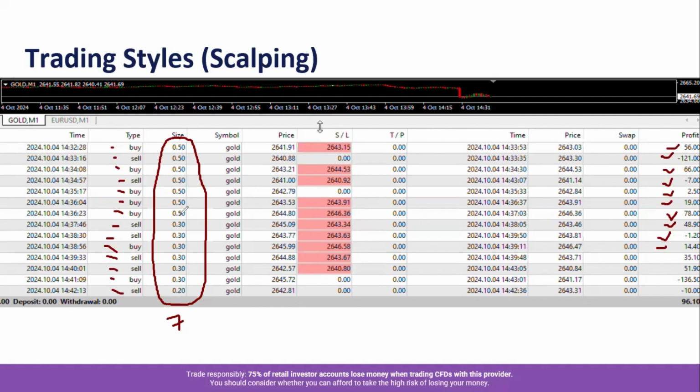So 0.5 times 7 is 3.5, plus how many 0.3? 1, 2, 3, 4, 5, 6. That is 3 times 6, 18, so plus 1.8. And then plus 0.2. That is 5.5 lot size. I used 5.5 standard lots in less than 5 minutes, guys.